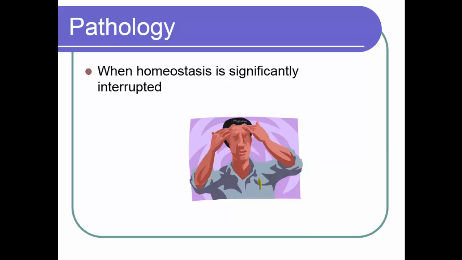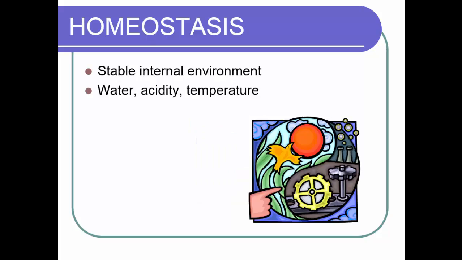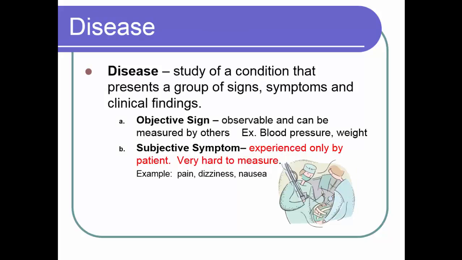Pathology, then, is when homeostasis is significantly interrupted. Now, what is homeostasis? Homeostasis is a state of equilibrium in which there's adequate water, acidity, and temperature. If that internal environment is upset in one of those 3 fashions, then we have a pathological condition. A disease is a study of a condition that presents a group of signs, symptoms, and clinical findings.